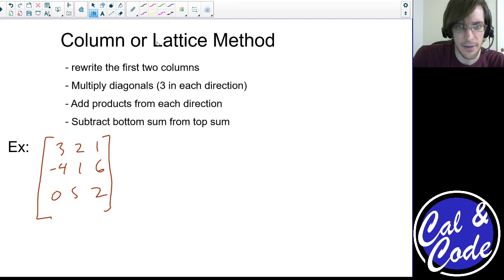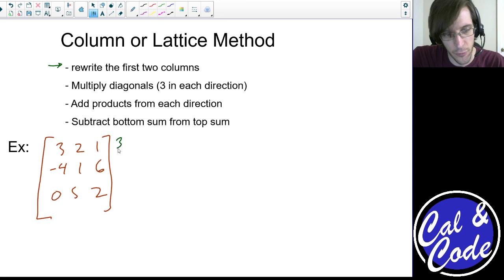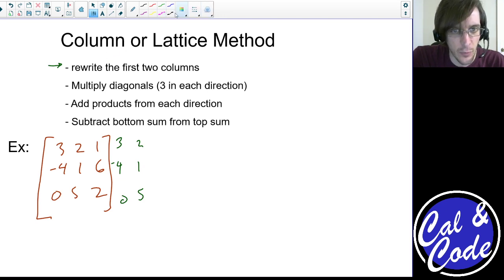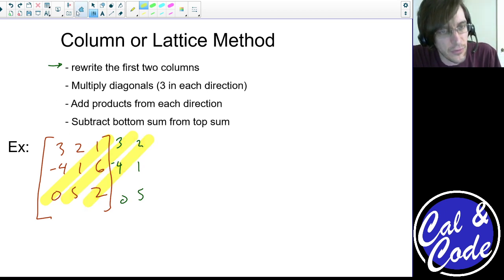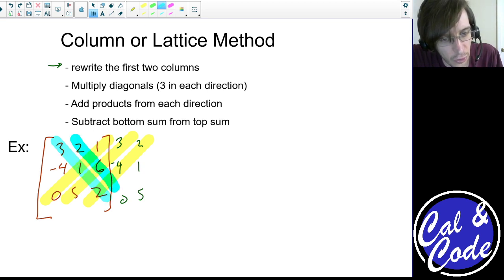So the column lattice method says first, rewrite the first two columns. What they mean is at the end. So I write 3, negative 4, 0, 2, 1, 5 going down. Then what we want to do is find the diagonals that go up. So here is one of them. Here is another one. And here is a third. And then there's some diagonals that go down. Here is 1, here is 2, and here is a third.